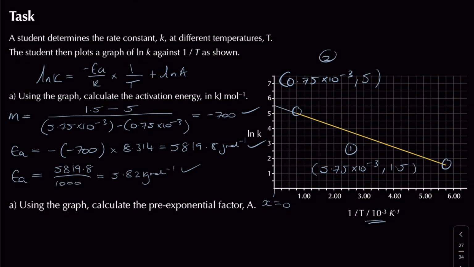Now what about our pre-exponential factor? Well, we know that our y-intercept, ln A, is going to be equal to, in this case, 5.5, and so A must be equal to the exponent of 5.5, which is equal to, in this case, 245. So yeah, there's our answer for our pre-exponential factor. 2 marks there as well.